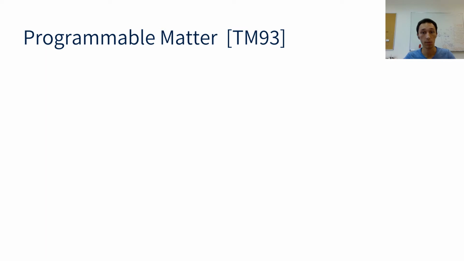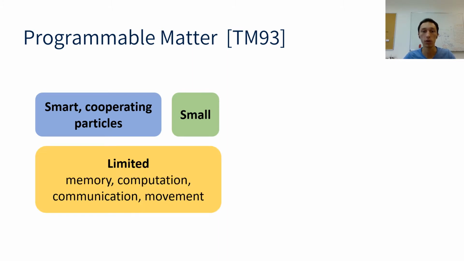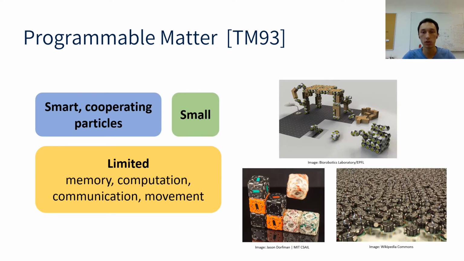The notion of programmable matter was introduced by Toffoli and Margolus back in 1993. It refers to large systems of smart cooperating particles. These particles are small and hence limited in memory, computation, communication, and movement. The images to the right show what such particles look like in current prototypes.